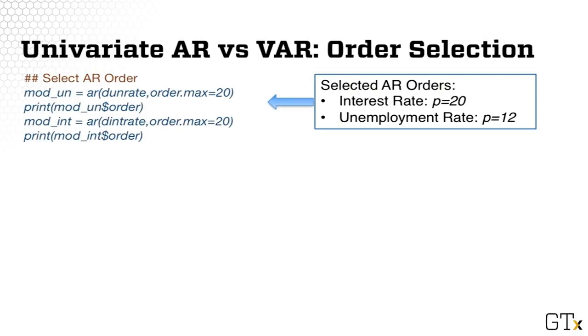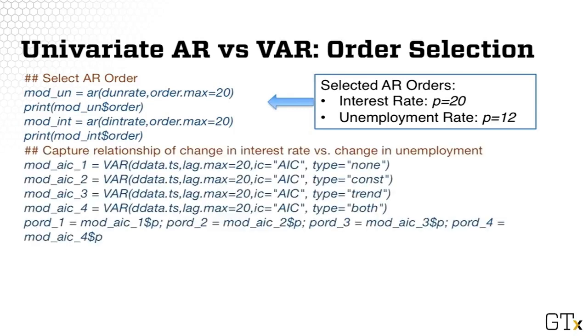We'll first apply the simple AR model to each individual time series and select the order of AR for each of these two time series. Setting up 20 to be the maximum order, the selected AR order for the interest rate is 20, and for the unemployment rate is 12. But we're interested to capture the temporal relationship between the interest rate and unemployment rate. Hence, we apply the VAR model in R.